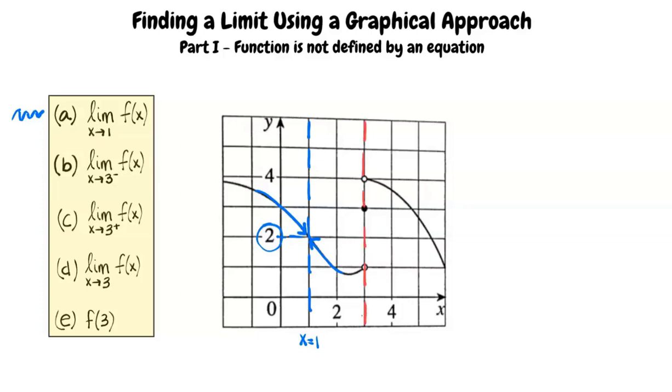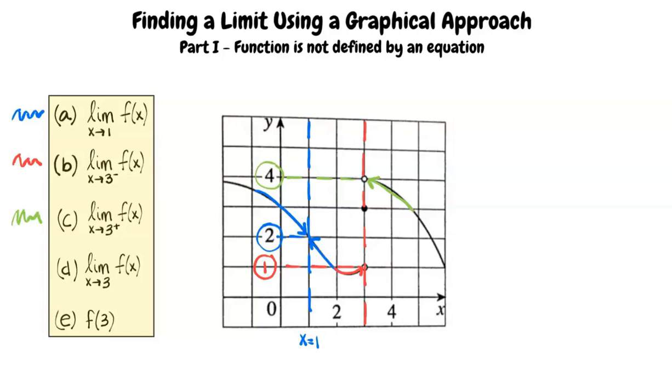Now, if we approach 3 from the left-hand side, what y value do we approach? I think we approach a y value of 1. Yes, that is correct. Now, let's solve part C. What is the limit of f of x as x approaches 3 from the right-hand side? We approach 4. Exactly.